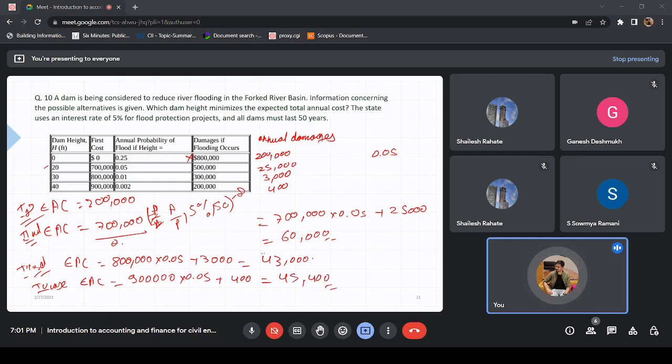So you can see that the least value is 43,000. So if you have to choose the best alternative, you would say 30 feet height would be preferred. It has less equivalent annual cost, right? Any question? And this decision you based on only what values you have been given, and only one factor was considered, the flooding part.